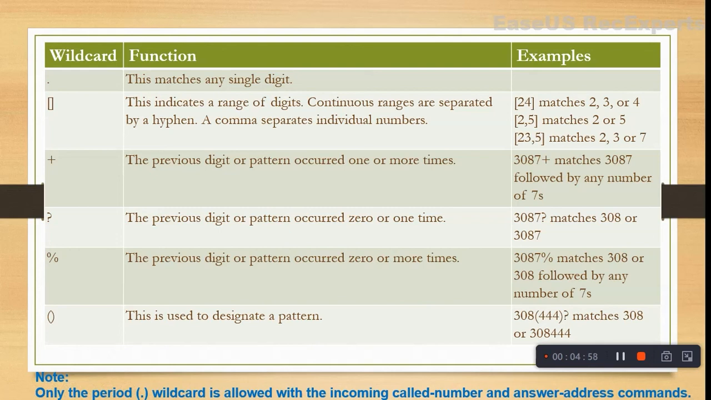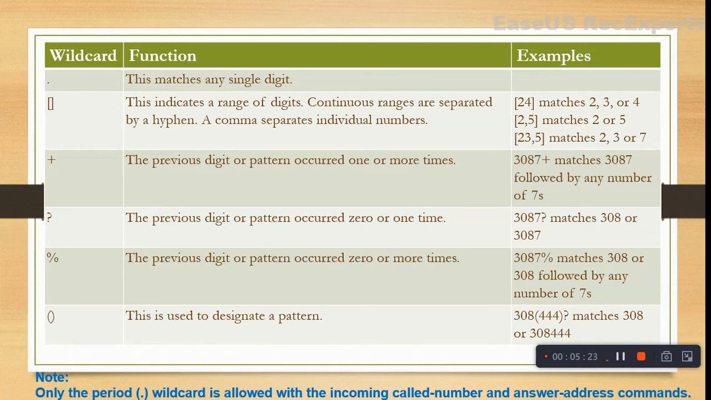The second one is brackets. This indicates a range of digits. Continuous ranges are separated by a hyphen. A comma separates individual numbers. So if you see an example, if you have 2-4 inside a bracket, that means it matches with 2, 3 or 4, all the three.